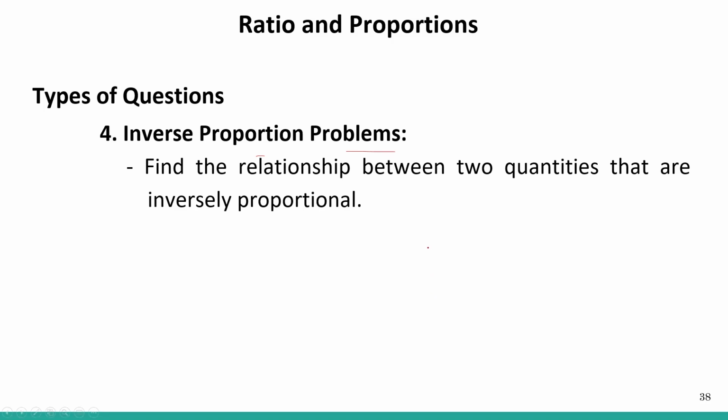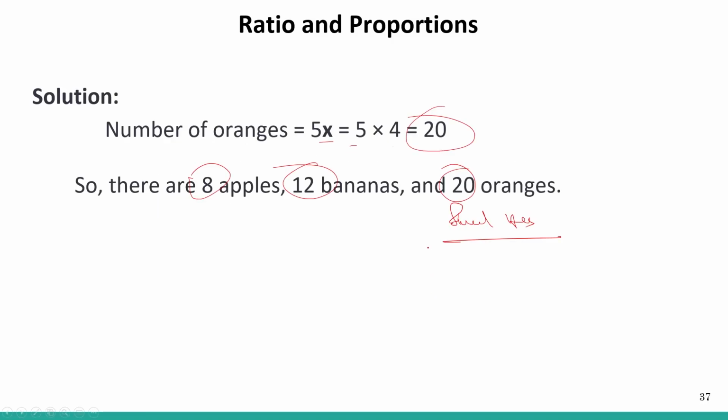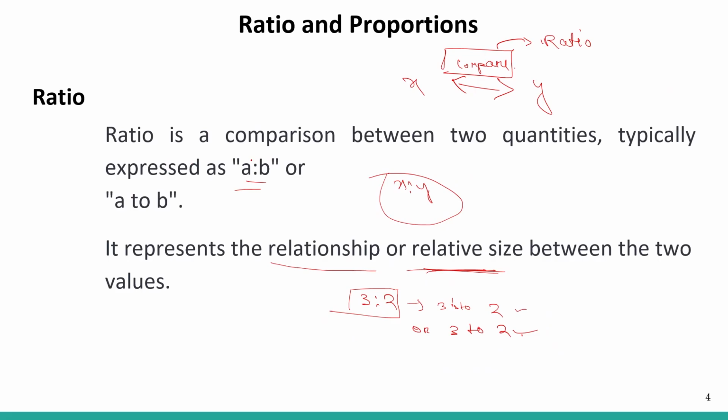So let's revise what we have studied in this lecture. We studied what a ratio is. A ratio is a comparison between two quantities. It is typically expressed as A is to B and is pronounced as A to B. It represents the relationship or relative size between the two values.